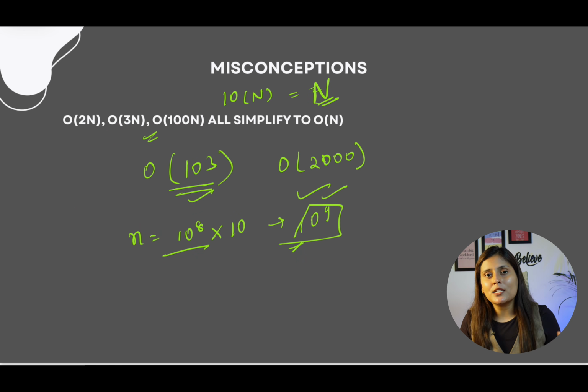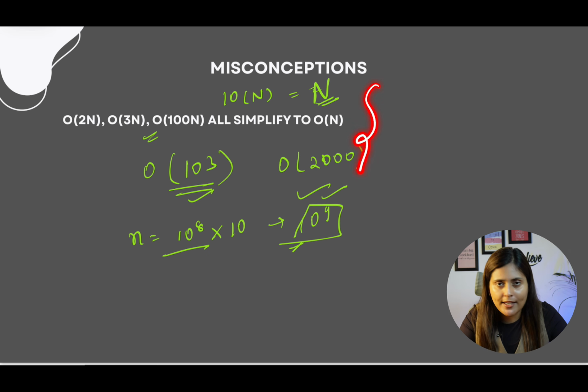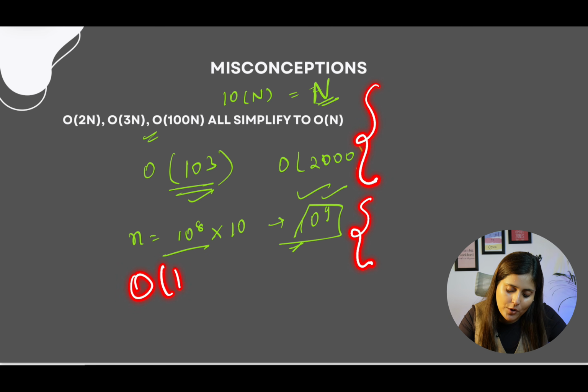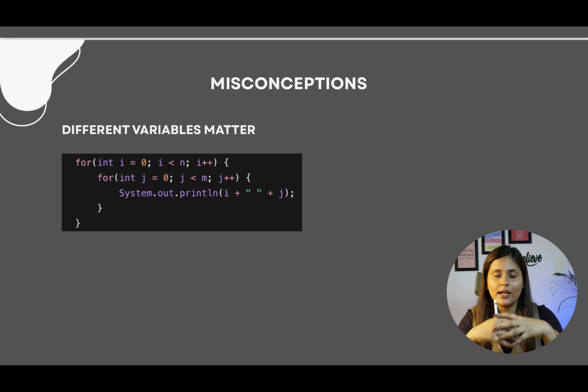But don't say in the interview it is taking 3n, 4n. If you want to define it, you can say, hey, this part is taking O of n and this part is further taking O of n, which is 2n, but the final time complexity will be O of n, which is linear. Now misconception number 3, different variables matter.